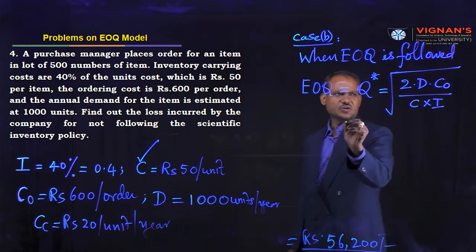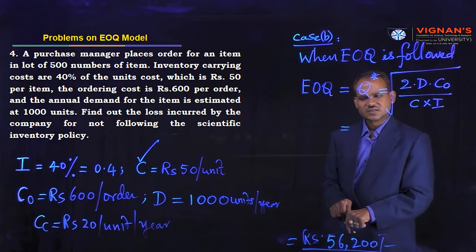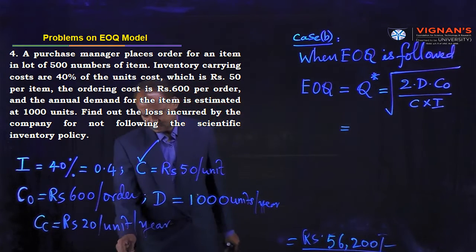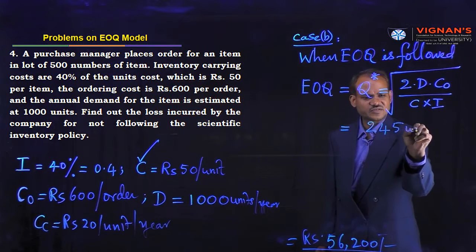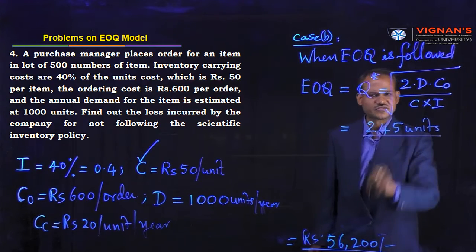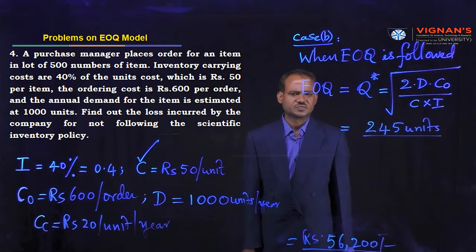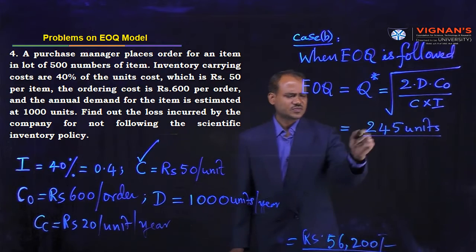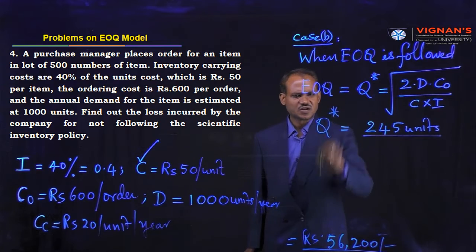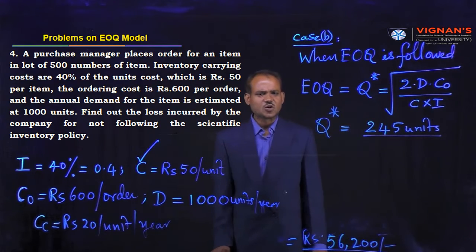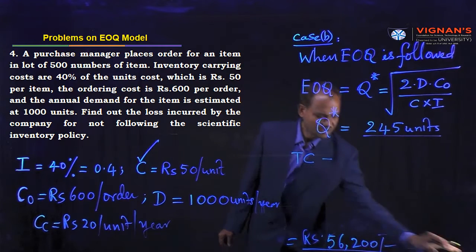Now you can substitute all the values. All values you know. This Q becomes 245 units. Therefore, economic ordering quantity is equal to 245 units. So at this quantity, that means at this Q star, again calculate total cost by using previous formula.